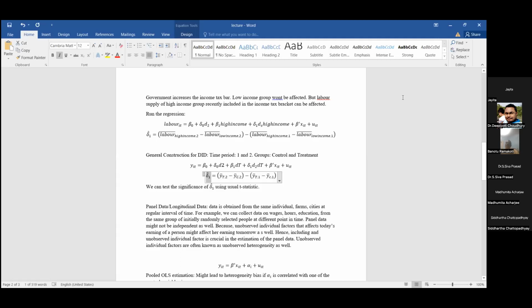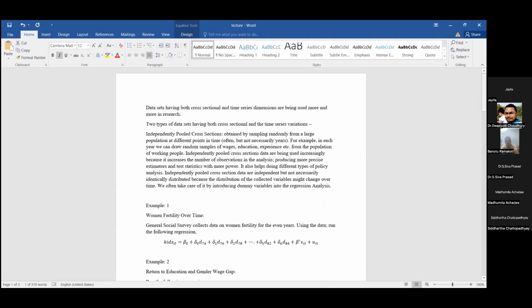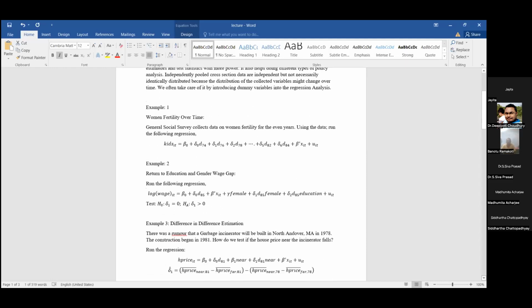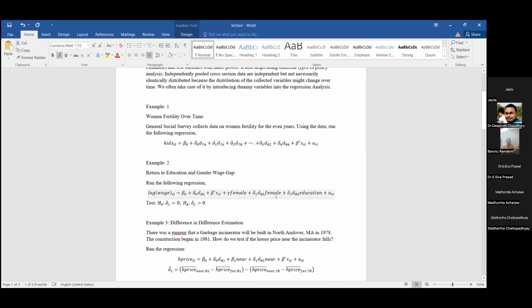So these are the 3 examples that I have given over here. I started with this data set. One type of data set has cross-sectional variation, time series variation, and independently pooled cross section. I said that it is more in use in research. Why? Because we do some kind of policy analysis with it, which cannot be done with cross section data only. And we gave examples over here: whether the fertility of women has changed over the years or not, whether the return to education has changed over the years or not, whether gender difference has any impact on wages or not, again over time. And this cannot be done with cross section data.